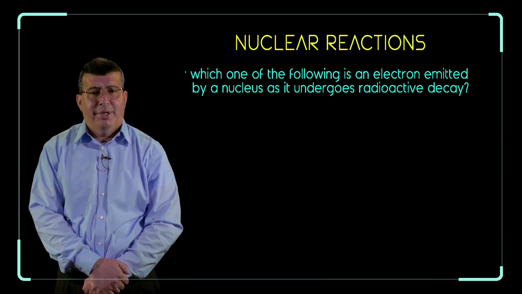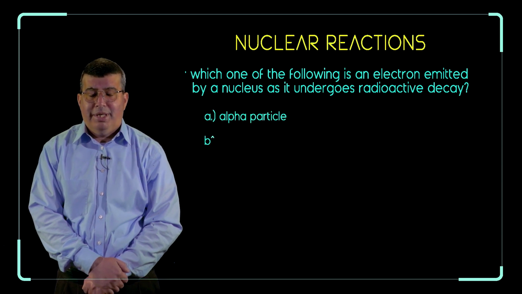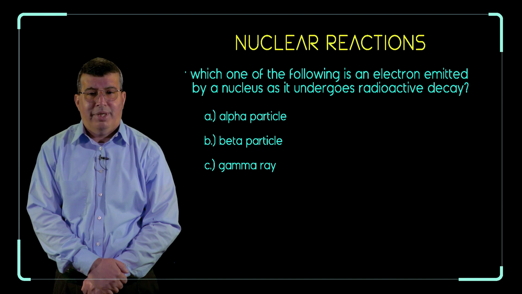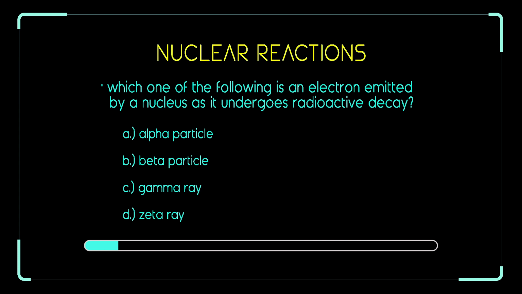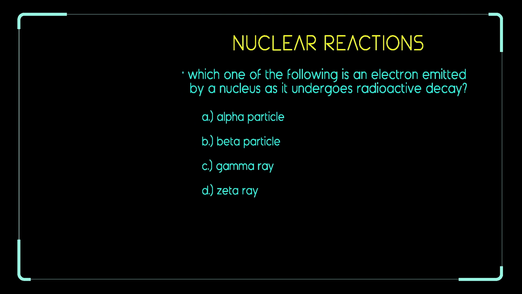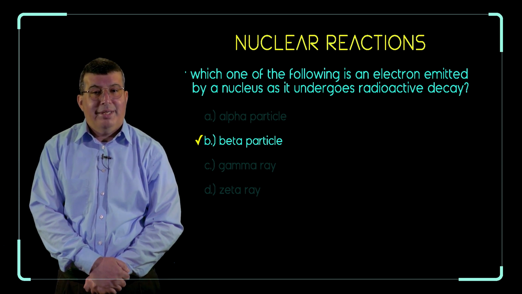Now for some questions. Which one of the following is an electron emitted by a nucleus as it undergoes radioactive decay? A, an alpha particle, B, a beta particle, C, a gamma ray, or D, a zeta ray? The correct answer is B, beta particle. Remember that when an electron is emitted by a nucleus, we also call it a beta particle.